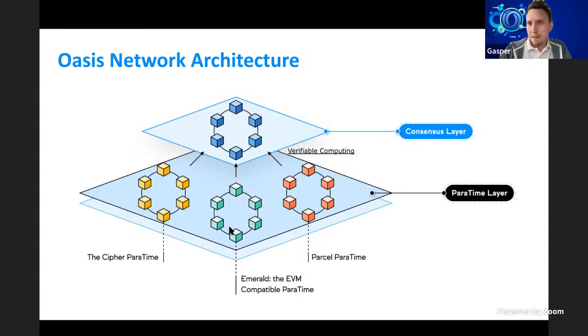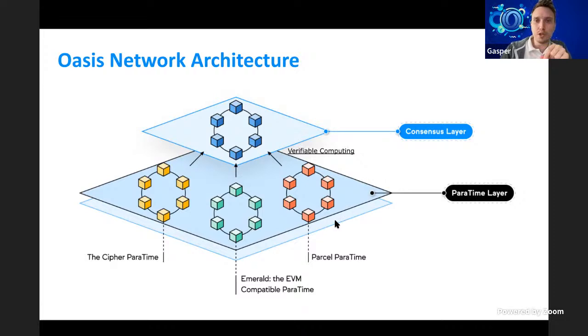Now, a huge benefit coming to Oasis is that all these chains, or all these paratimes, will be able to talk to each other. Currently they still need to go via APIs through your application and so on, but essentially they will have inter-paratime communication very soon. Okay, so now we know the architecture.